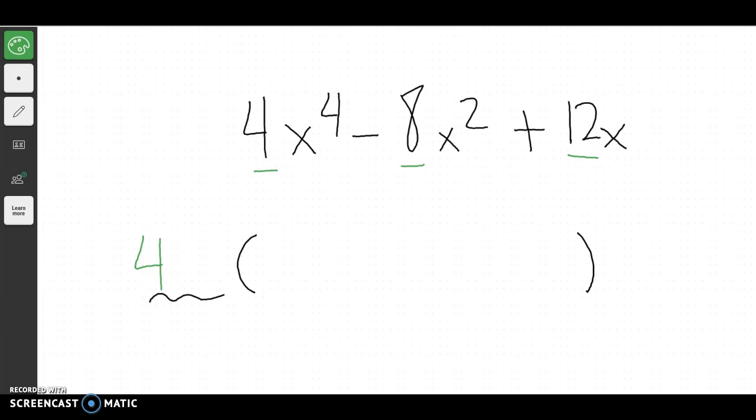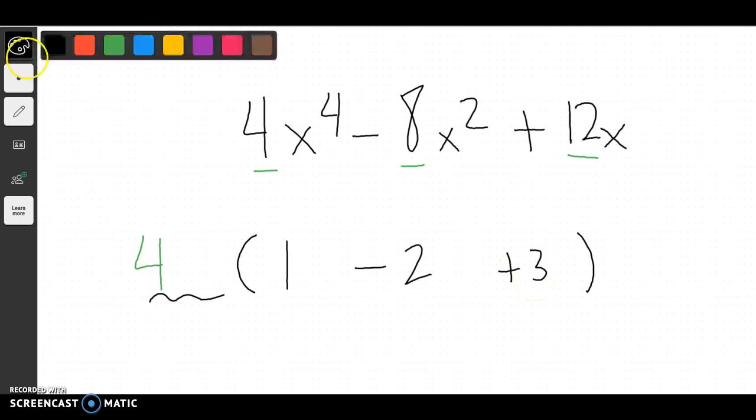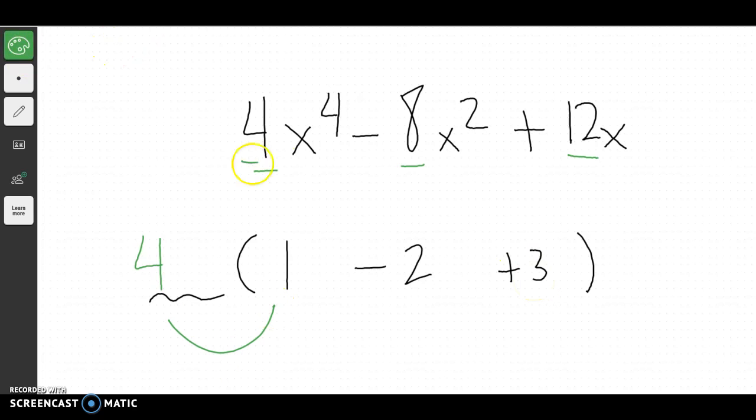Well, when I look at these numbers, it looks like all these numbers have been multiplied by 4. Because 4 times 1 would give me 4, 4 times 2 would give me 8, and then 4 times 3 would give me 12. So it looks like they multiplied all the numbers by 4. So that's what we're going to put down. And notice, if I would have distributed that, 4 times 1, there's my 4, 4 times 2, there's my 8, 4 times 3, there's my 12.